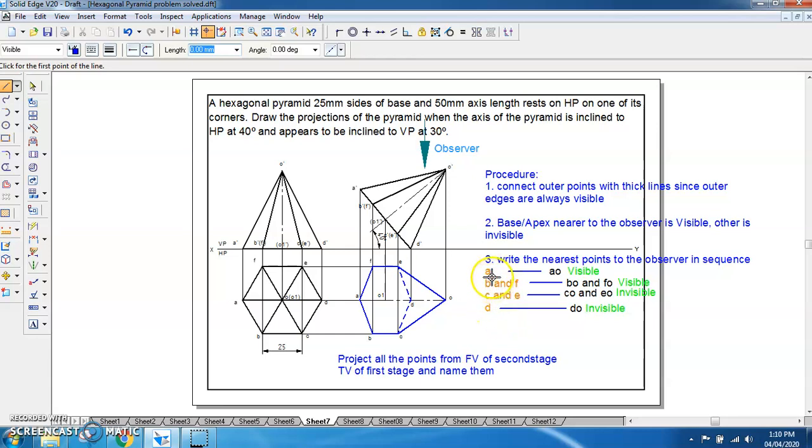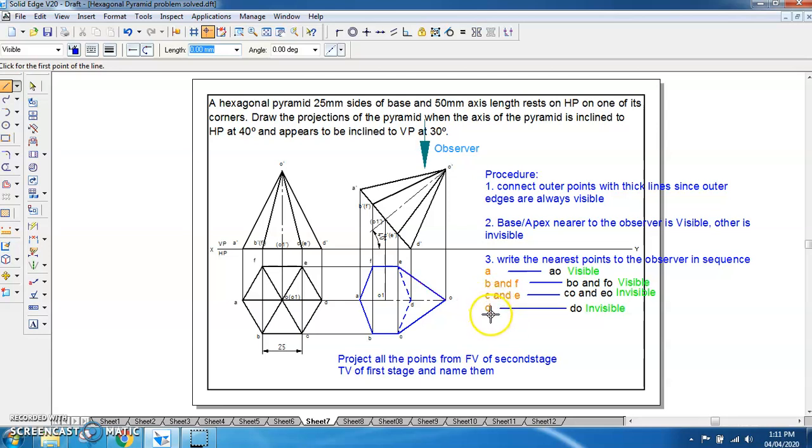When we have these nearest points written down, the edges passing through these points will be the slant edges. The slant edge passing through A will be OA. The slant edges passing through B and F will be BO and FO, and those passing through C and E will be CO and EO, and the remaining one is DO. Now we have to start with the first farthest point. If A is the nearest and D is the last nearest, then D will be the first farthest.